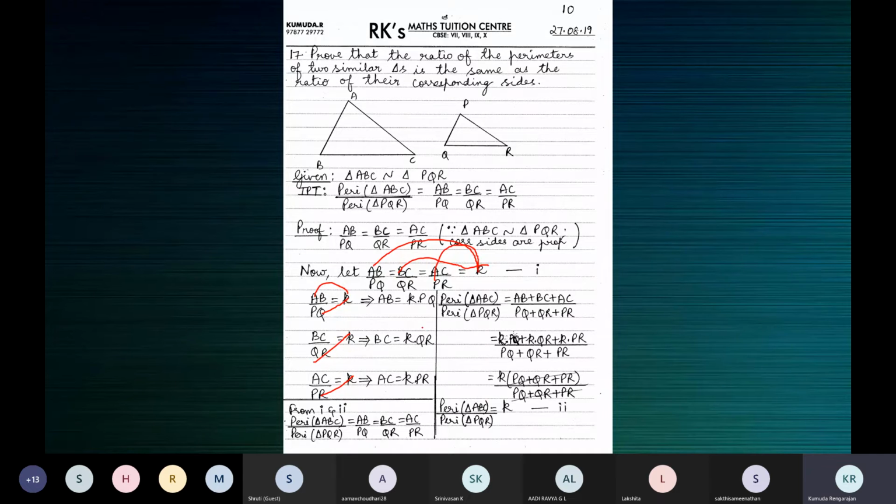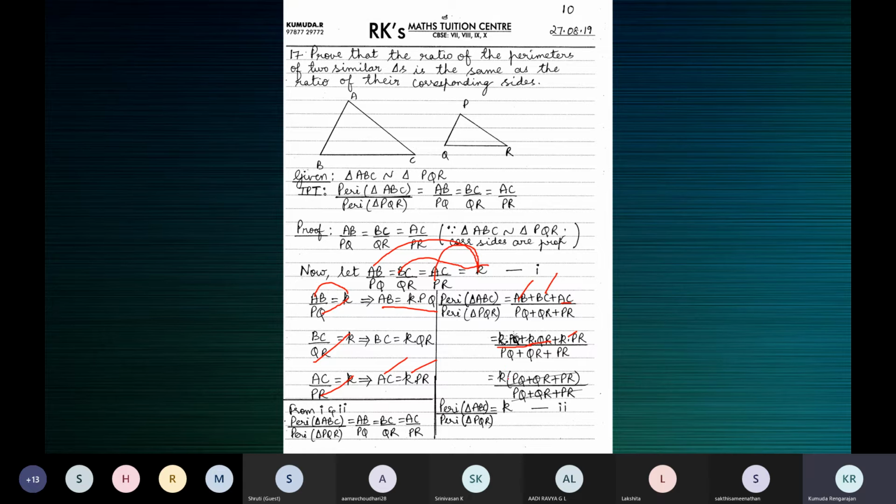Now let's replace. We found something now. We know that AB is equal to K into PQ. So instead of AB, let's write K times PQ. And BC is equal to K into QR. And AC is equal to K into PR. So instead of AC, K into PR.